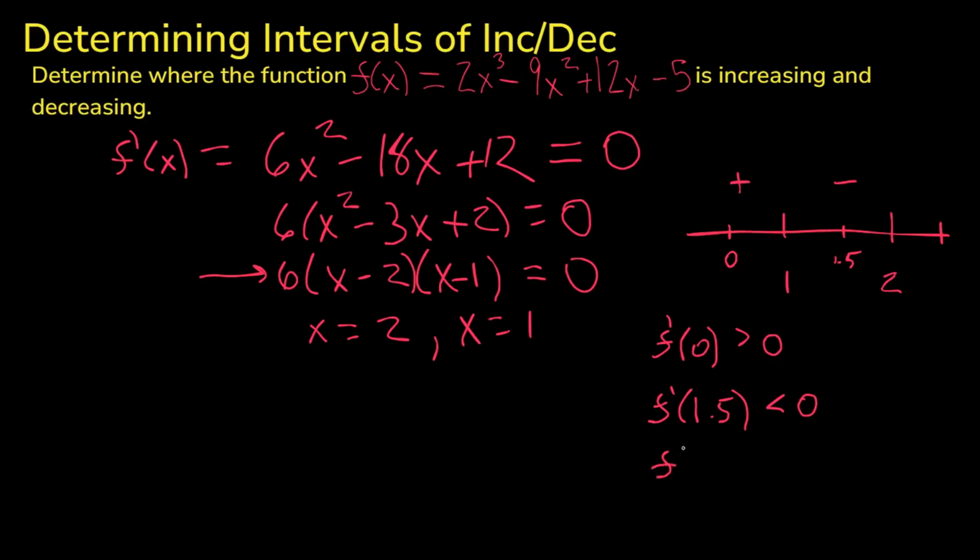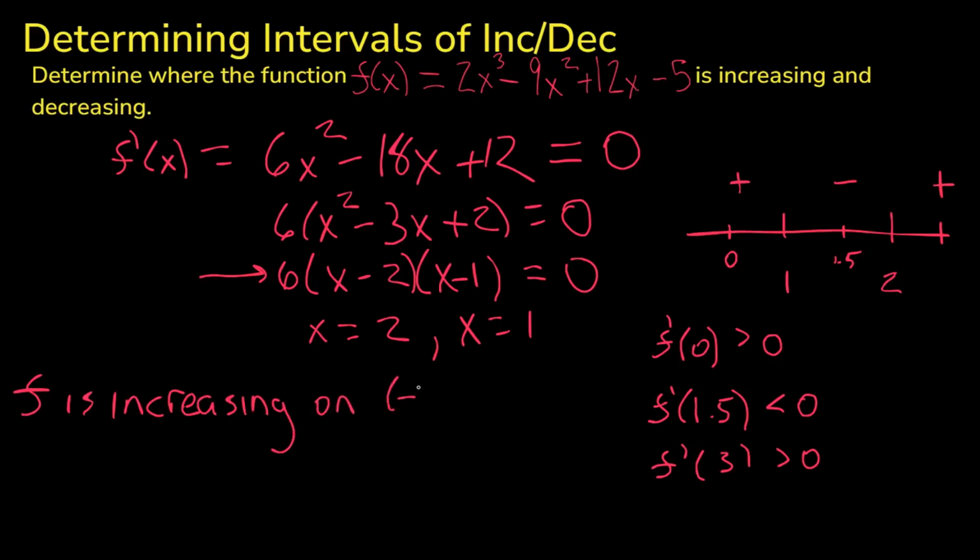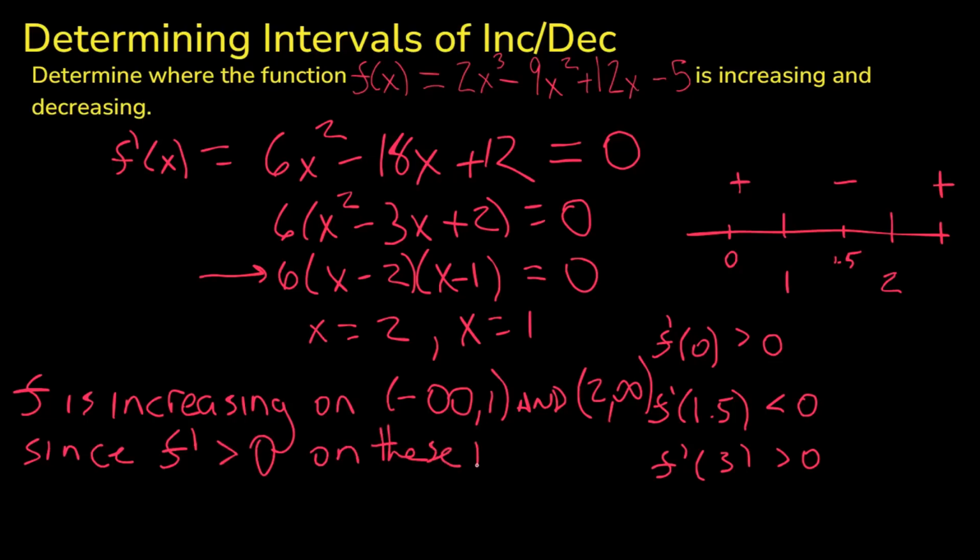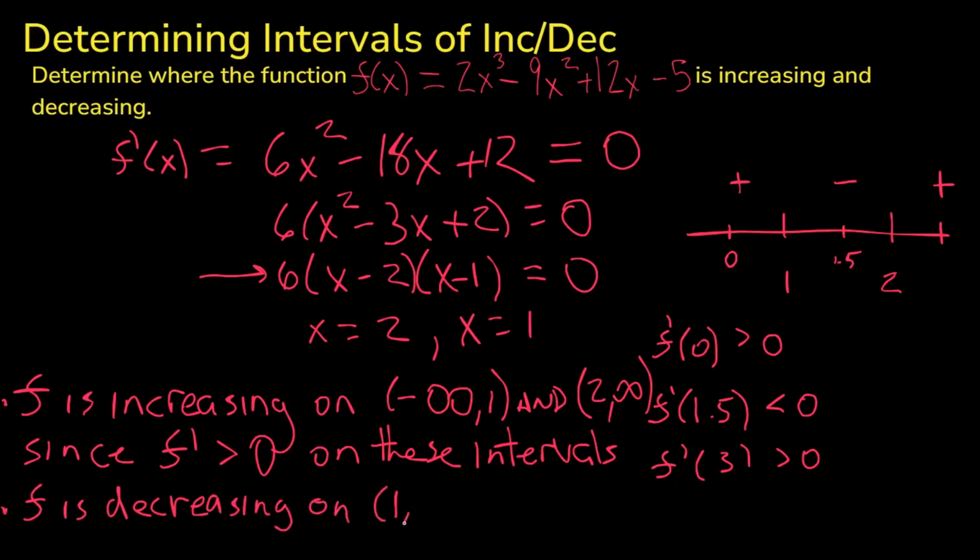And then last, we'll pick a number after 2. I like to try to pick easy numbers. If I plug in 3 to the factored form, you would have a positive there. So I know on that interval, the derivative is positive. So our conclusion is that f is increasing on the intervals negative infinity to 1 and 2 to infinity. And now here's the justification, since f prime is greater than 0 on these intervals. Then we know f is decreasing on the interval 1 to 2, since f prime is less than 0 on this interval.